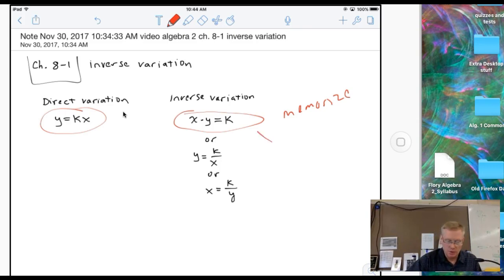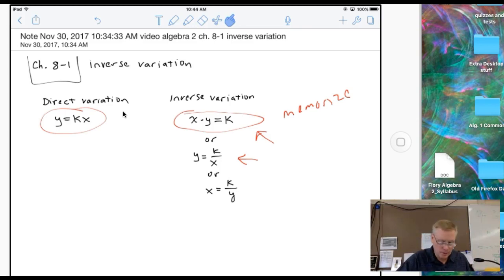If I took this equation, the x times y equals k, and I divided both sides by x, I could get the second equation here, y equals k divided by x. Or if I took that same equation and divided both sides by y, I'd get x alone. So these are really the same equation. All three of these are the same equation, just manipulated. So if you know the first one, you've got them all.